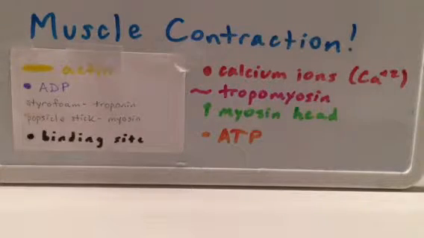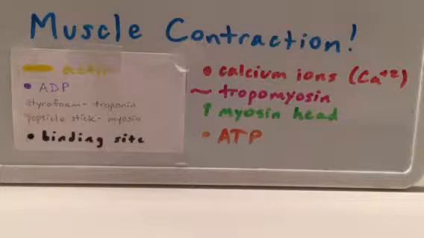Hi, so today I'm going to be explaining muscle contraction. So first of all, you have your muscle, and it's made up of a bunch of muscle fibers, and those muscle fibers are made up of little units called sarcomeres, and sarcomeres are made up of thick and thin filaments, which are, well, the more technical terms are actin and myosin.